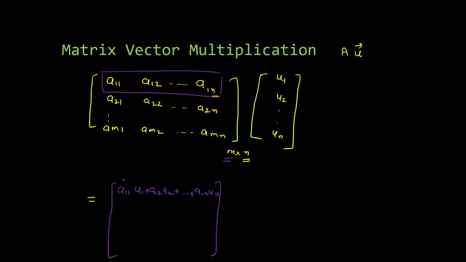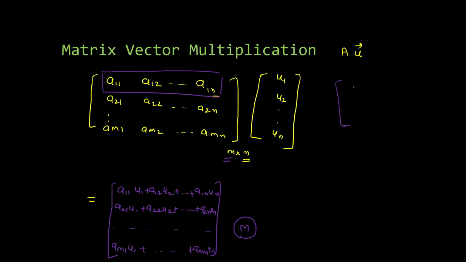If you don't find these formulas very intuitive, you can just write the formula for a small matrix, for example a 2 by 2 matrix and a vector of dimension 2, so that you will be able to relate to it. Similarly, you can write the formula for the next row. It would be A21 U1 plus A22 U2 plus, and so on, A2N UN. And so on. The last row would be AM1 U1 up to AMN UN, right? So this is a vector of dimension m.